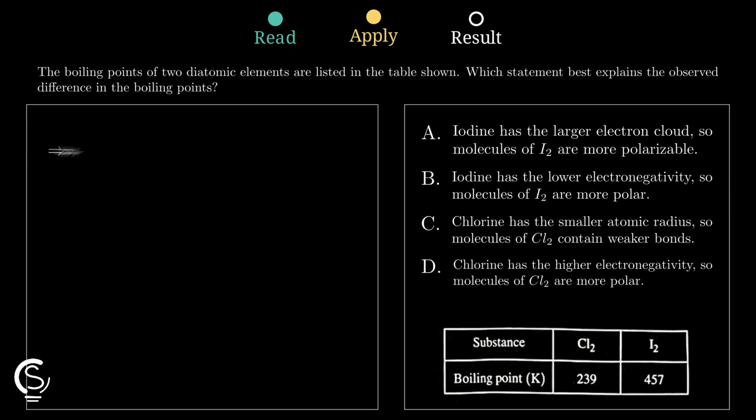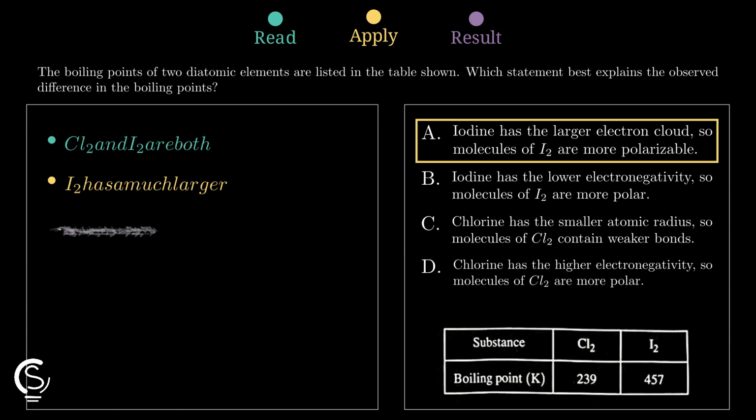Next, we look at the periodic table to see that iodine has a much larger electron cloud than chlorine because it contains many more electrons in its outer shells. This larger cloud makes iodine more polarizable, creating stronger temporary dipoles that lead to a higher boiling point. That makes option A our winner.